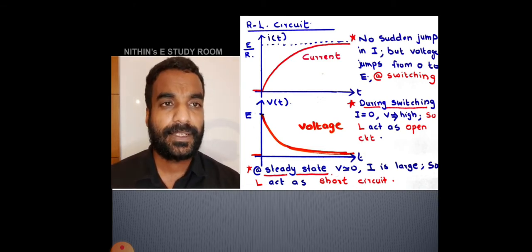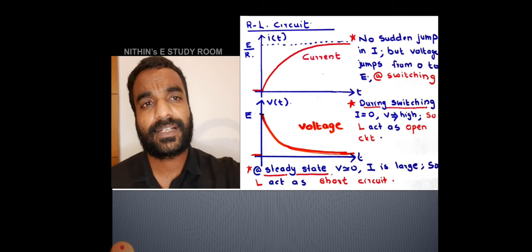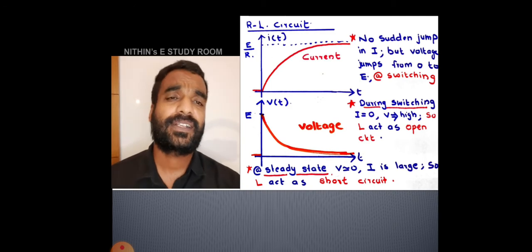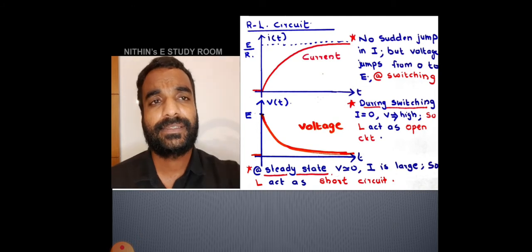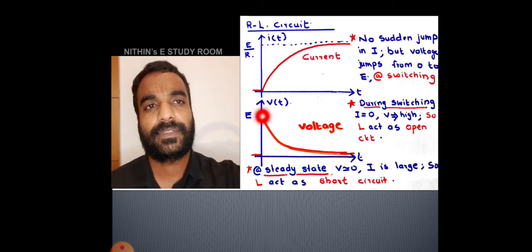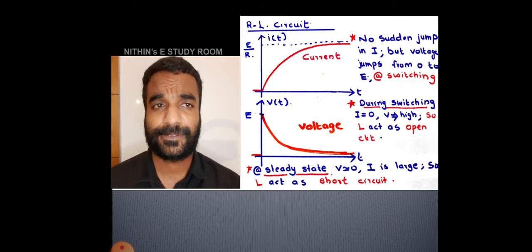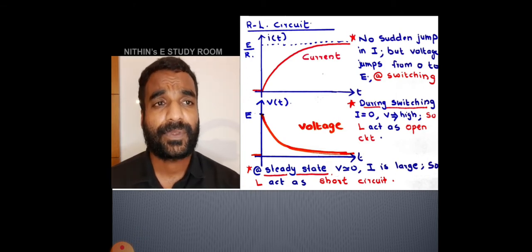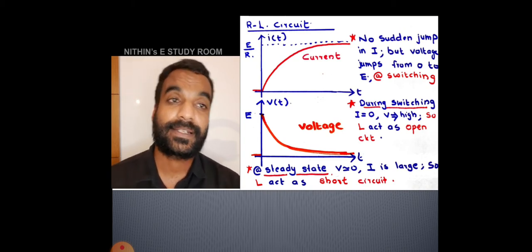Then a sudden jump is there at the 0 instant, and after that the voltage is exponentially reducing to its final value. So what are the conclusions? During the switching period, that is this region, time equal to 0, voltage is high and current is 0. Voltage high and current 0 means it is equivalent to an open circuit. So during switching time, the inductor acts as an open circuit.